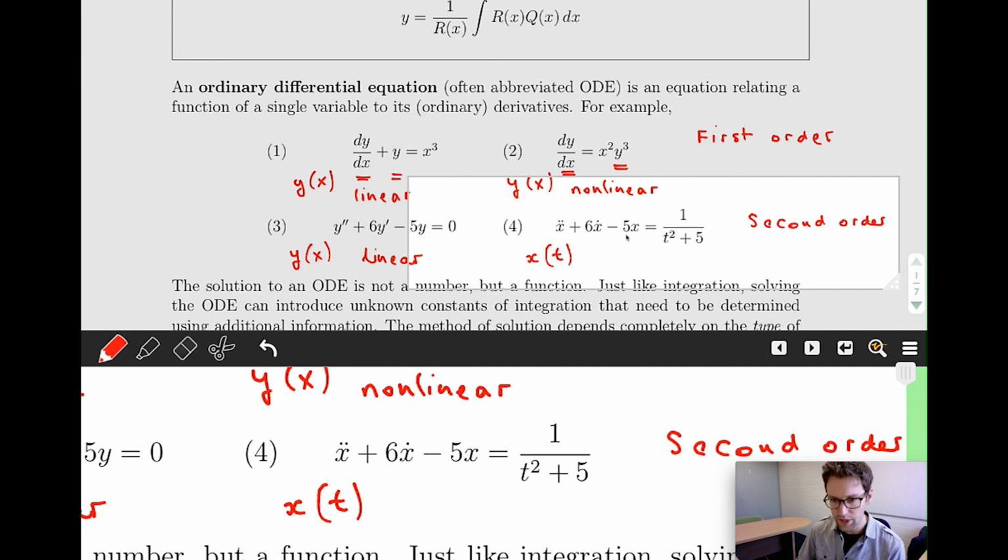And once again, you notice that you've got a complicated dependence on t on the right-hand side, but that doesn't matter because we're only interested in whether x is linear. So x appears on its own here, the derivative of x appears on its own, and the second derivative of x appears on its own. So this is also a linear equation.